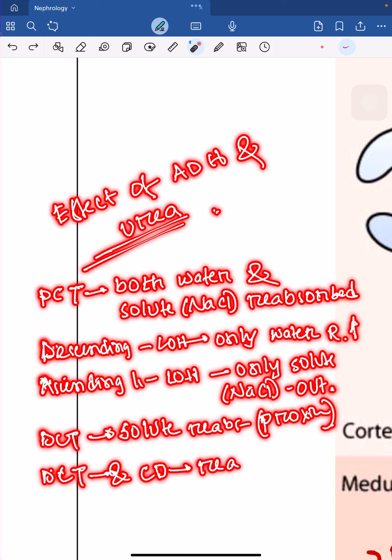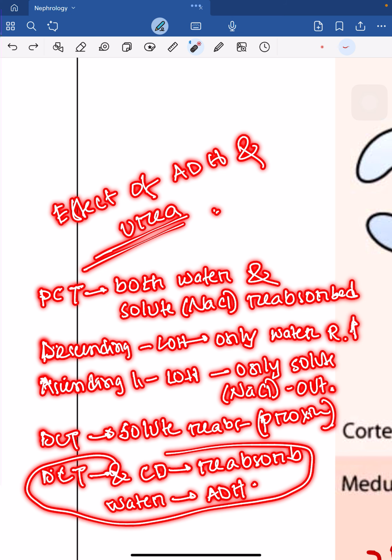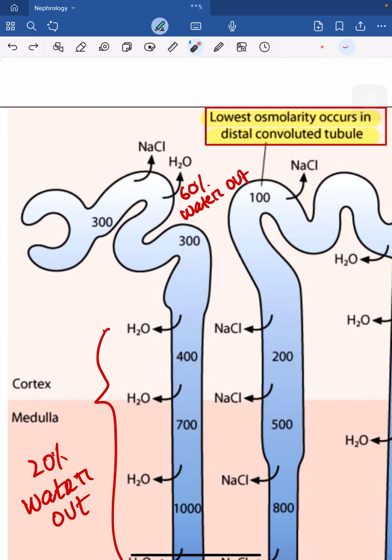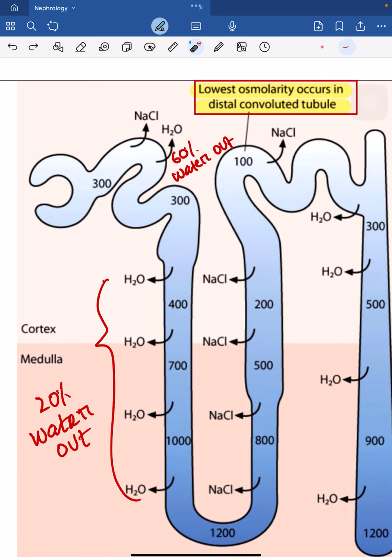reabsorb water in response to ADH. If ADH is absent, this portion doesn't take any water out of the tubule. So now I want to show you a diagram. In PCT, both water and solute out.